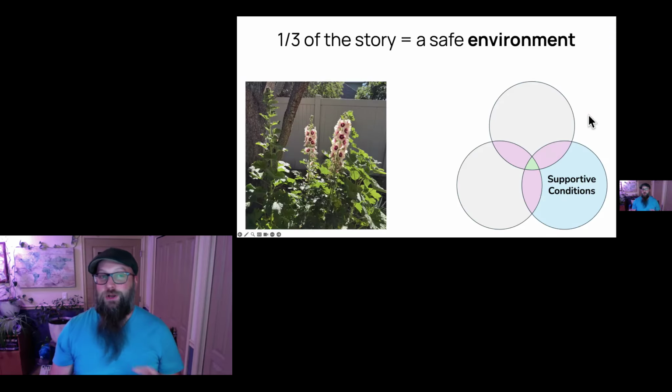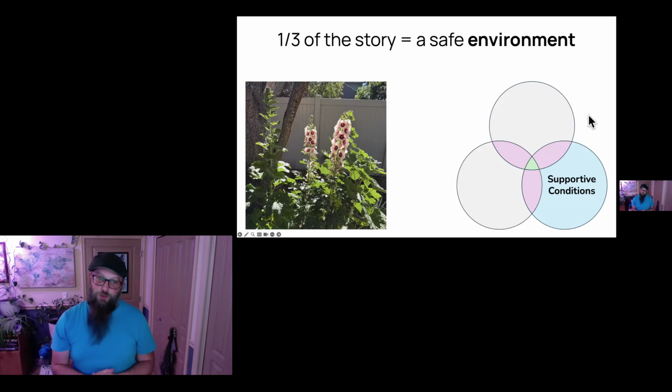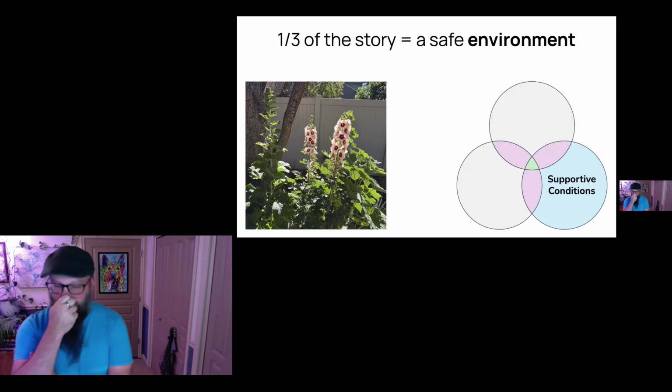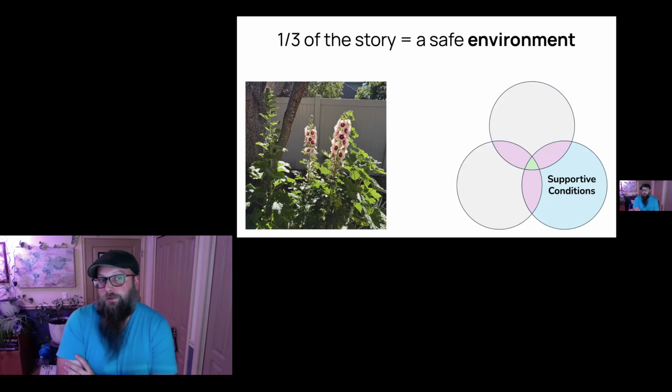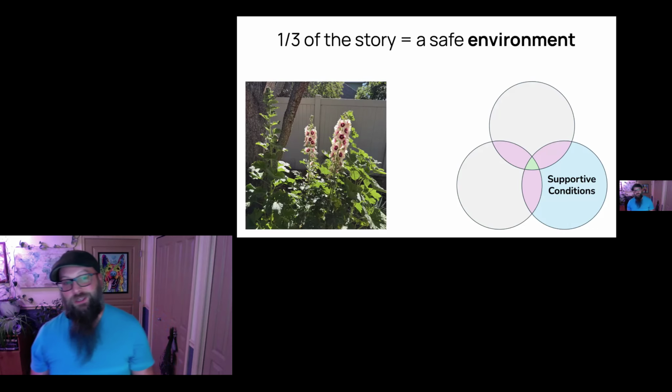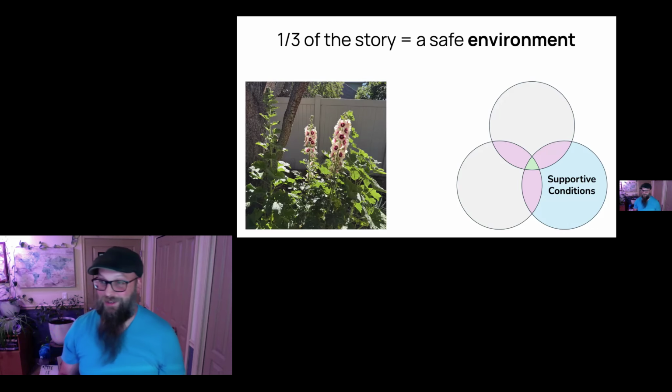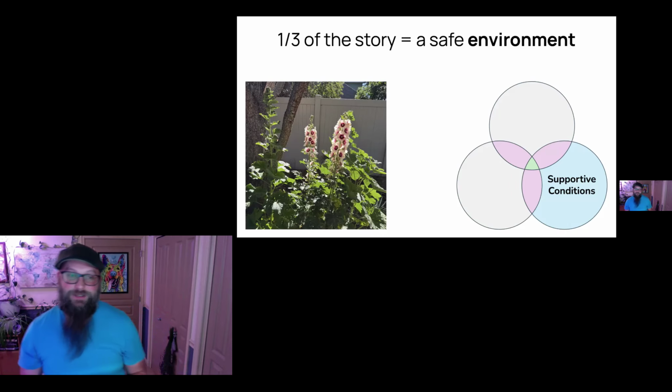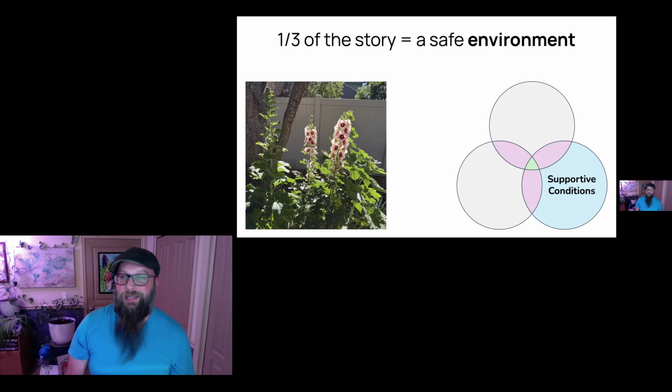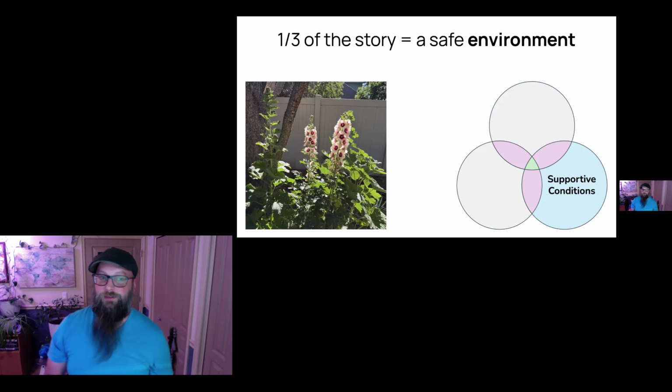All right, we're going to move on to the last third of the story, which I'm kind of calling a safe environment, right? And when I previously presented this at the launch party, I said we have to ensure supportive conditions, right? So the picture I have here is one I took in my backyard of some hollyhocks. And I planted these last year because it was the second season.